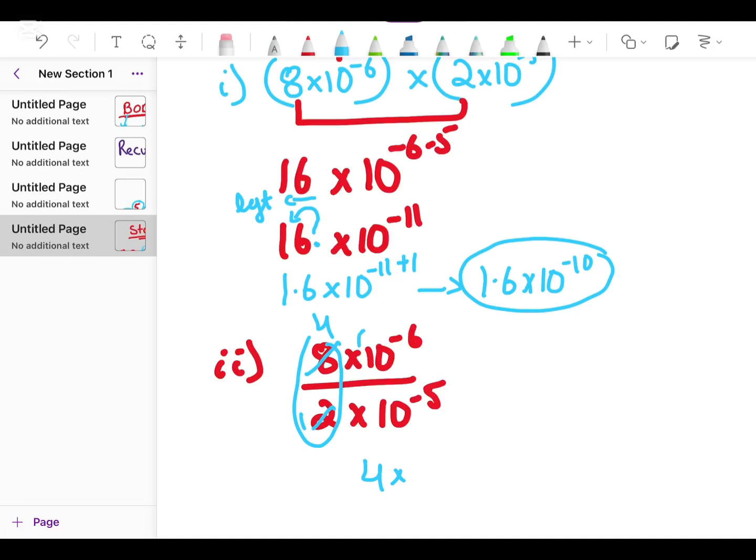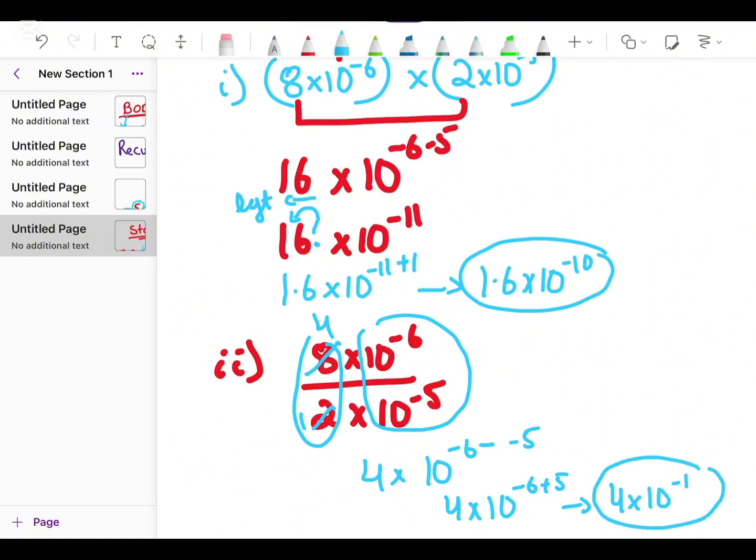Now you can see bases are same. When the bases are same and they are dividing, the power will be subtract. So 10 minus 6. This minus will be the rule of indices, because when the bases are same and they are dividing, we subtract, and we have minus 5 as well. So it will become 4 multiplied by 10 raised to the power minus 6 plus 5. So this is 4 multiplied by 10 raised to the power minus 1.